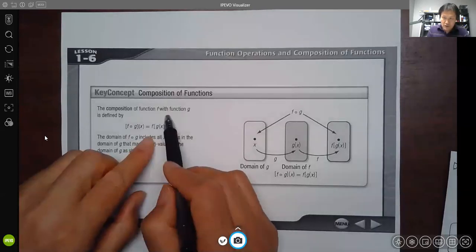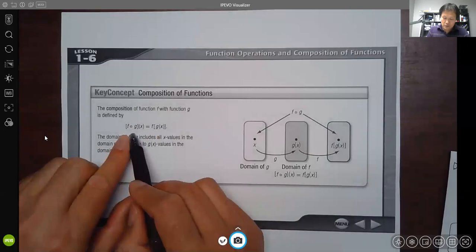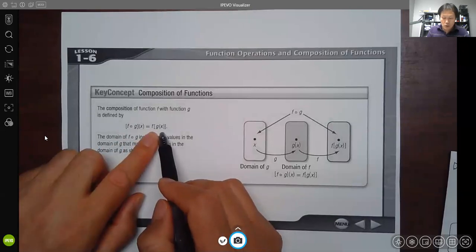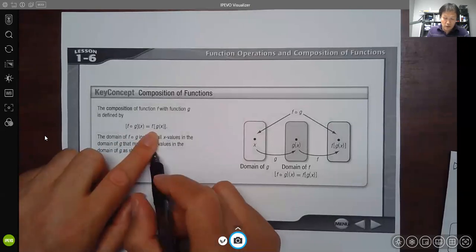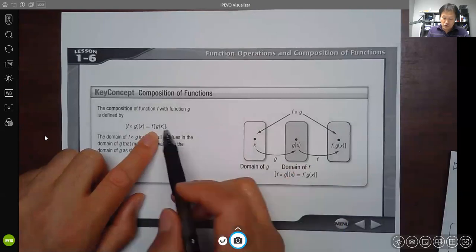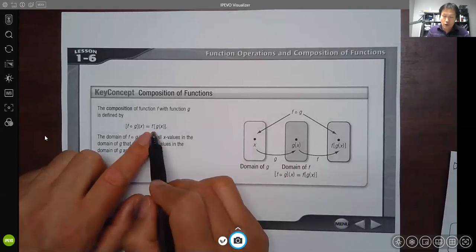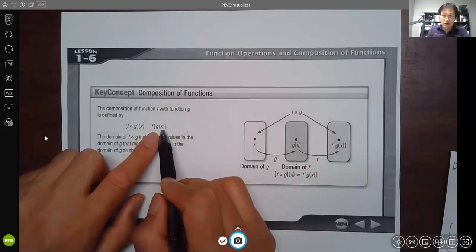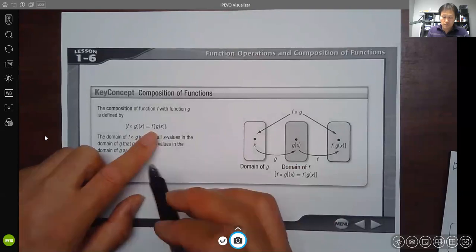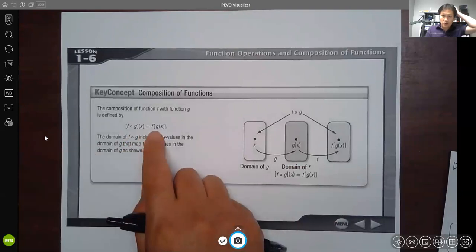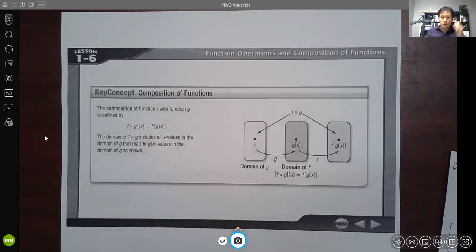I prefer this notation better than this because it's clear to me what function is inside and what function is outside. The g of x is the input of f. G of x as a whole goes inside function f. That's what I mean by composite function.